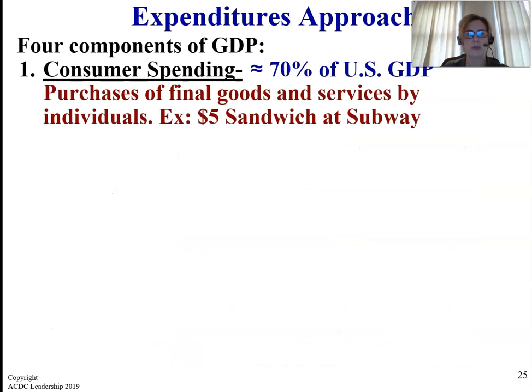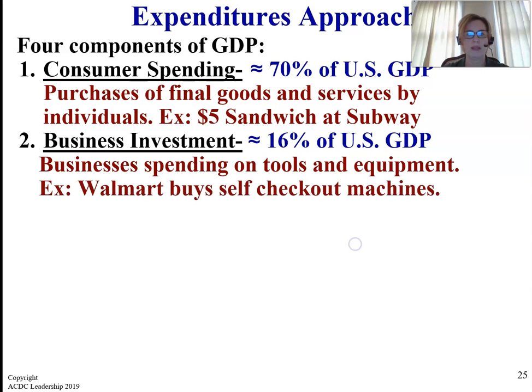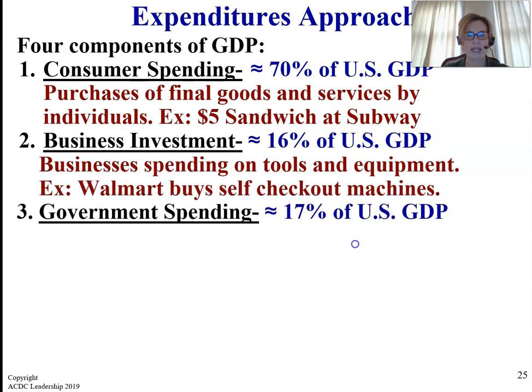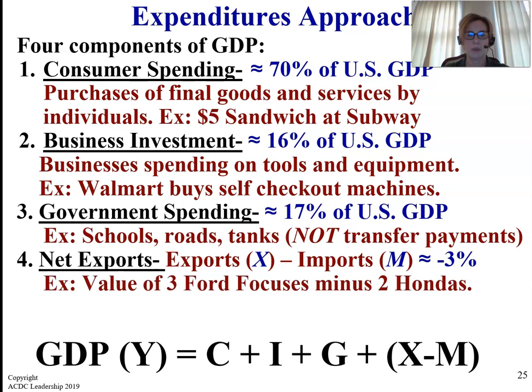The expenditure approach adds up consumer spending, which is the largest portion of GDP, 70%, business investment, government spending, and then net exports. So here's the equation. We're going to refer to GDP as Y, and then C is consumption, I is business investment, G is government spending, and then plus net exports.